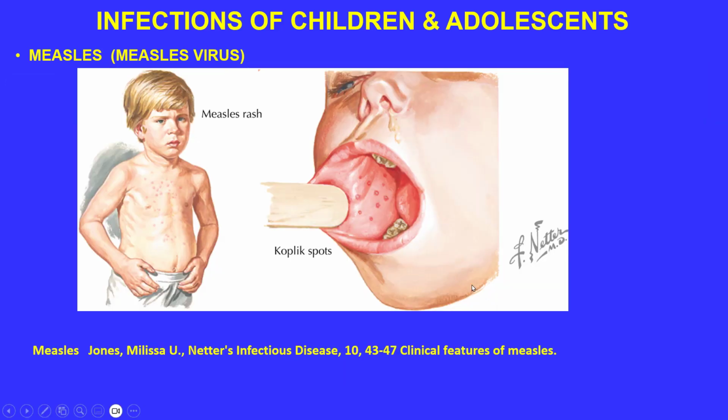Now, Koplik spots you see on the tongue. They're sort of like, someone's referred to them as just like salt grains there. You can see the measles rash throughout here. Okay.